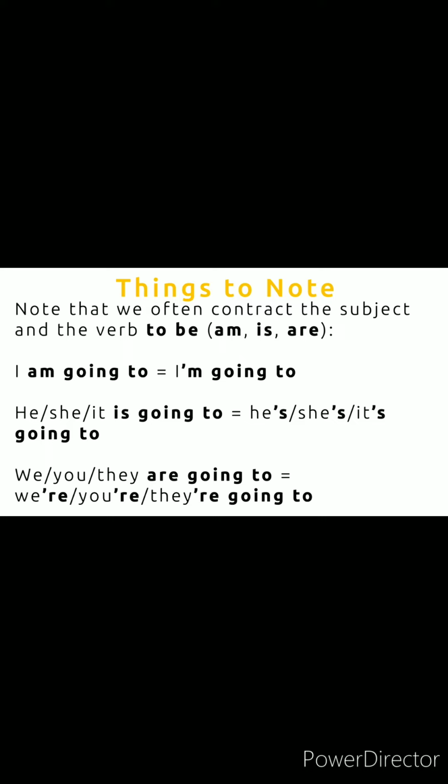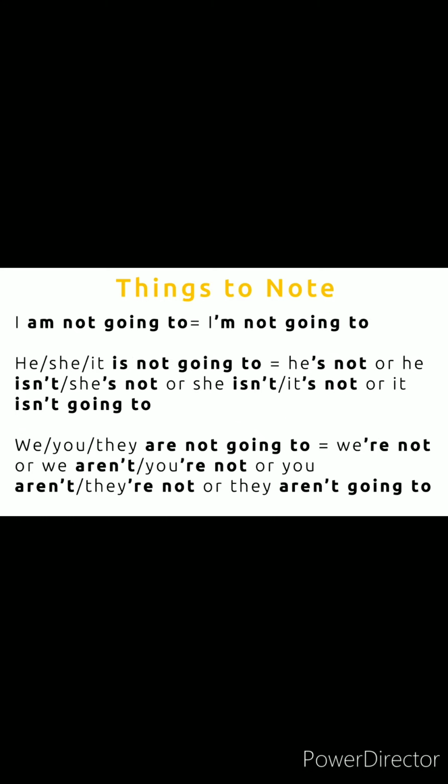Now, when using the negative, we can also contract some words. When you use the subject I, we can say I'm not going to. Similar to the positive, contract I and am. With the other subjects, we have two options. Have a look at these.